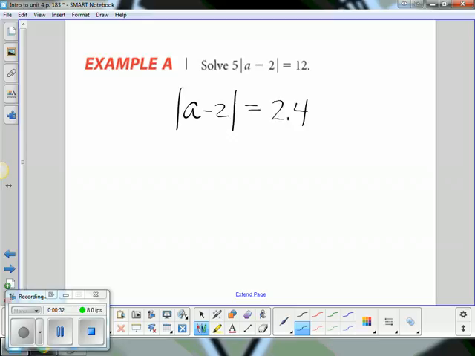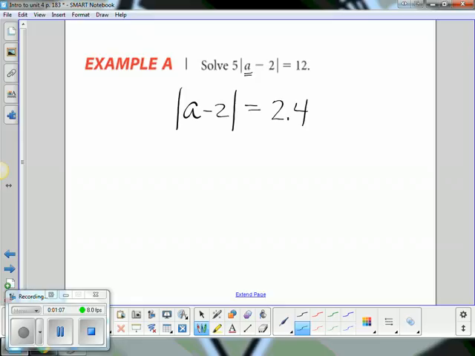Well, we're trying to get this a by itself, so you want to undo any operations that are outside of that a. So we want to undo the minus 2, we want to undo the absolute value, and we want to undo the multiplying by 5. It means to solve for a, find a. Okay? So the first thing we did is we divided by 5, and we got 2.4. Is that correct? Great. Now we need to undo an absolute value sign, and this might be something that you're not sure how to do.